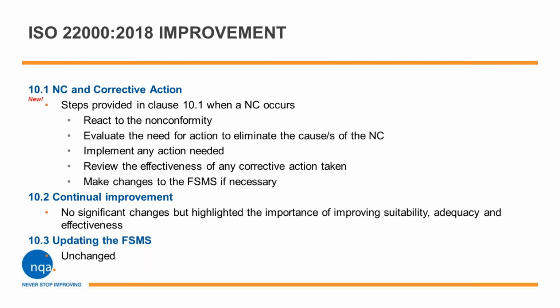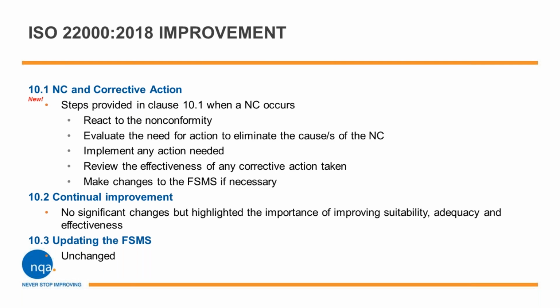So we need to react to the non-conformity. We need to evaluate the need for action to eliminate the cause of the non-conformity. We need to implement any action needed. We need to review the effectiveness of any corrective action taken, and we need to make changes to the food safety management system if necessary. This is something that we obviously knew before, but now it has been detailed to make sure that you are not missing any point.